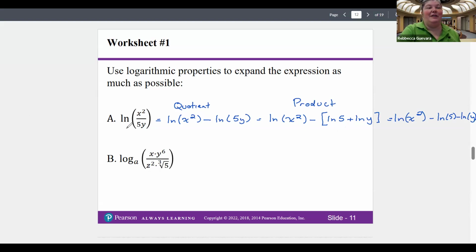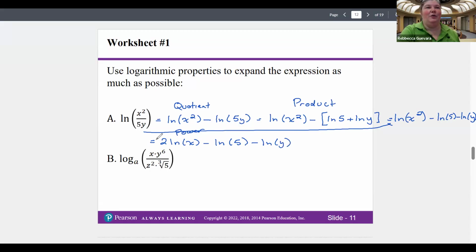One of the things to notice here, as in the previous example, is that anything on top has a plus, and anything on the bottom has a minus. So we could have gone from this step to this step by just saying, oh, that's an x squared, so that's a plus. The 5 is on the bottom, so that's going to be a negative log of 5. The y is on the bottom, that's a negative log of y, which is actually how I'm going to do b in a second. But now we have to do our power rule. So we have the power on the x, so we have 2 natural log of x minus natural log of 5 minus natural log of y, because we only have the one power.